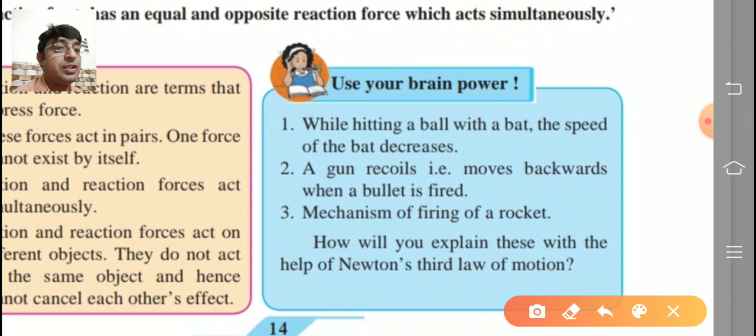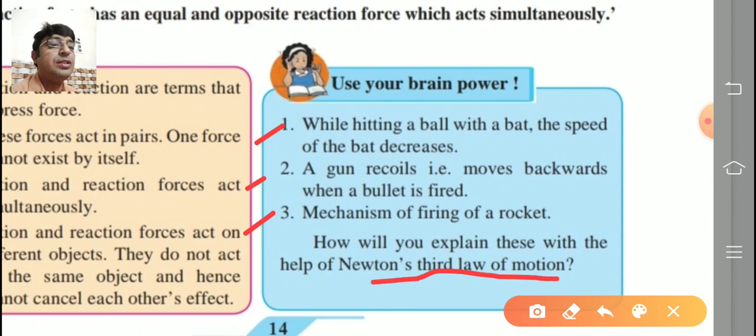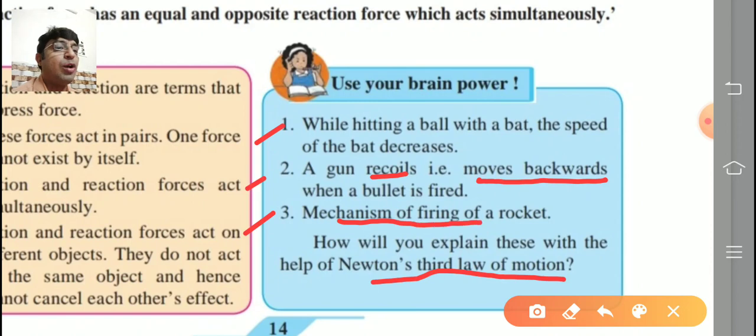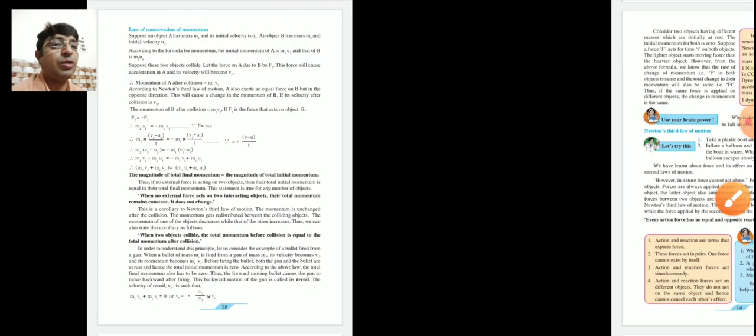Now some questions are given for us. Three give reason questions are given for us. How will you explain this with the help of Newton's third law of motion? What is the first one? While hitting a ball with a bat, the speed of the bat decreases. Second, the gun recoils. Recoil means it moves backwards when a bullet is fired. And third one, explain the mechanism of firing of a rocket. Now see the answers of all these three questions on the next paper.